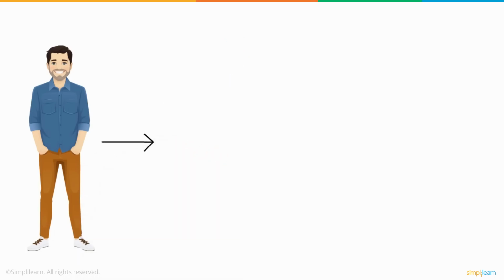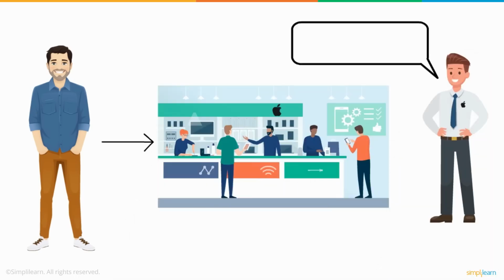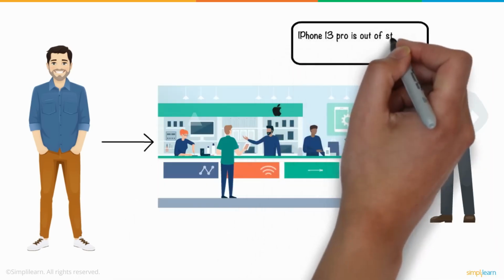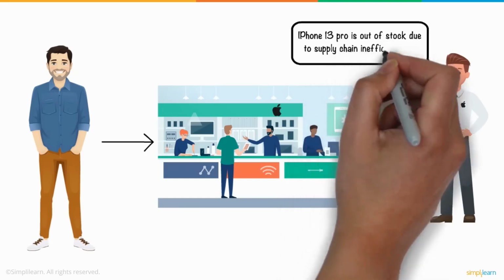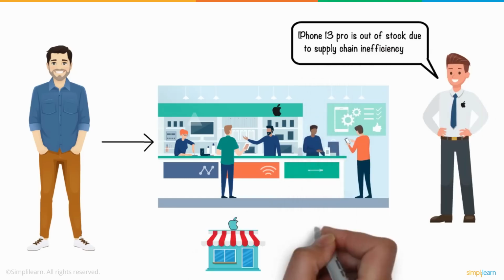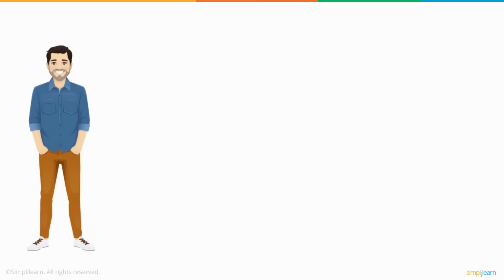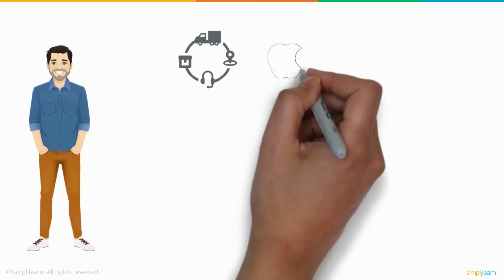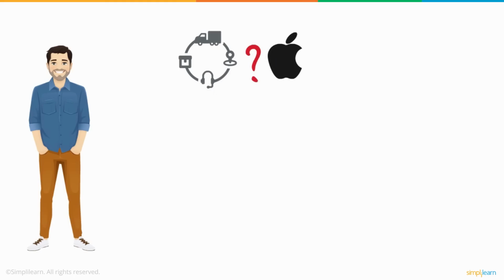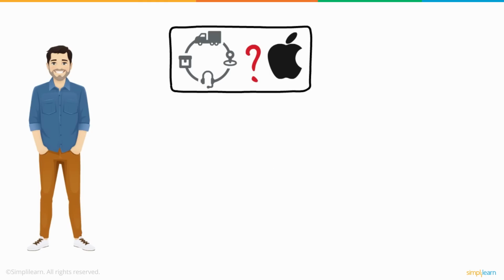After waiting for a long time, he visited the offline Apple store, where the store representative informed him about an ongoing delay in the production of iPhone 13 Pro due to the supply chain inefficiency. Alex then went to a couple of more trusted Apple reseller outlets and received the same response. He then became intrigued about this term supply chain and how it affects the production of a big corporation like Apple Inc. Therefore, he began exploring this topic.